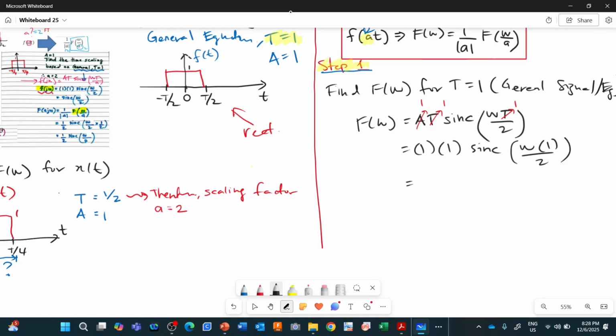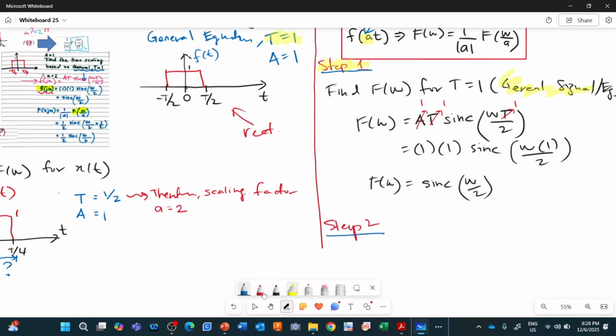Right? So you get sinc omega over 2. Okay? So remember, this is for T equal to 1, for the general equation. We haven't done the scaling factor yet. Okay, so now the next step, step number 2.